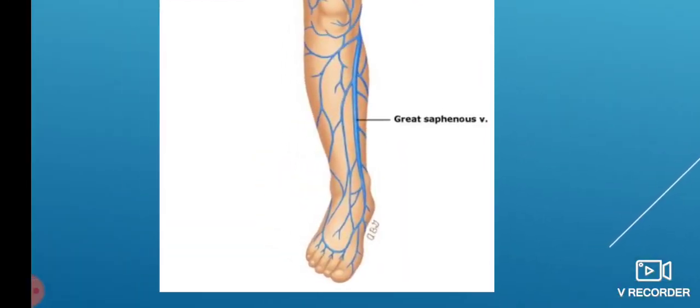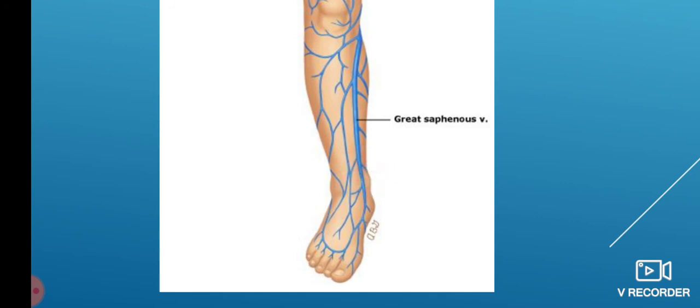As we see in the dorsum of the hand, a dorsal venous arch is present in the dorsum of the foot also. From the medial end of this dorsal venous arch, our great saphenous vein begins. This is the great saphenous vein. First, it passes just 1 centimeter in front of the medial malleolus. This is the medial malleolus.